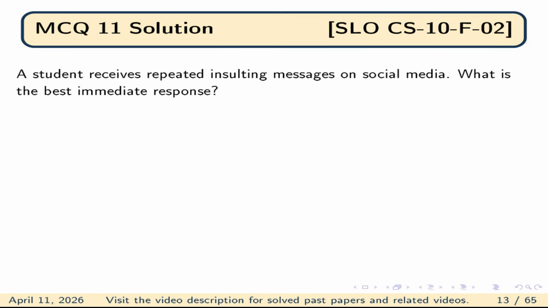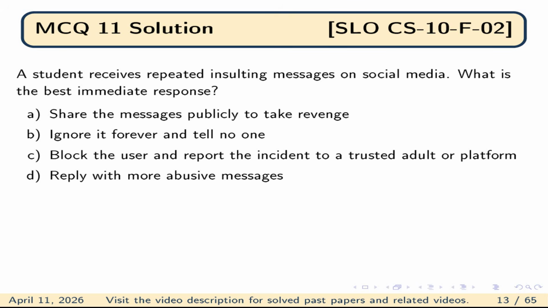Question number 11. A student receives repeated insulting messages on social media. What is the best immediate response? Share the messages publicly to take revenge. Ignore it forever and tell no one. Block the user and report the incident to a trusted adult or platform. Reply with more abusive messages.